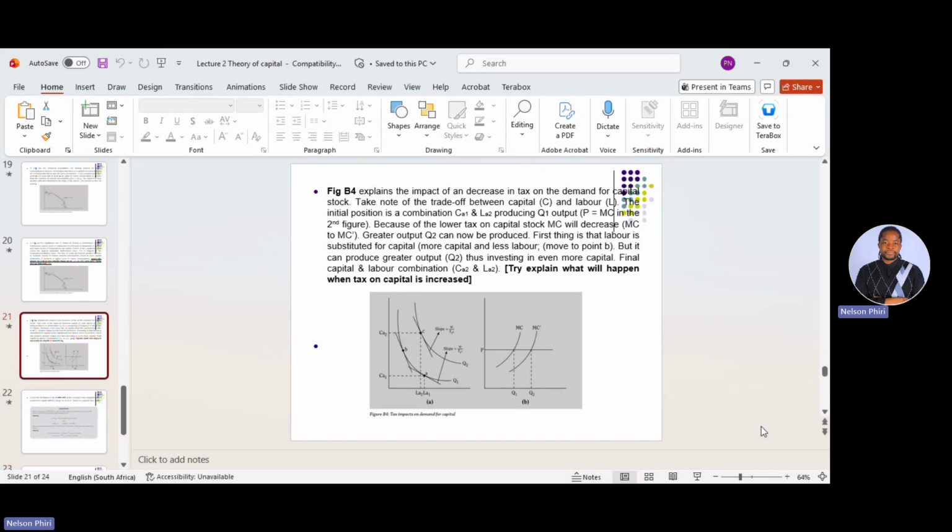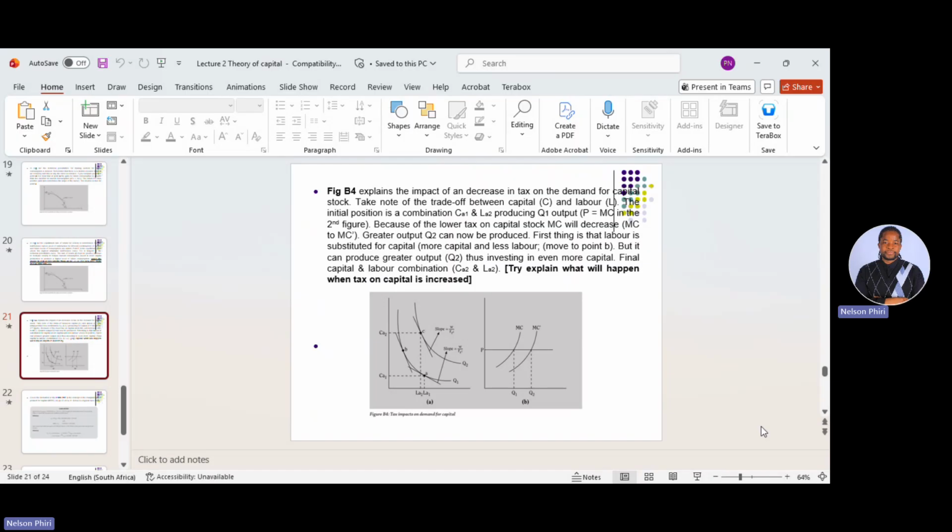Then we want to look at the impact of a decrease in tax, and how that affects your capital stock. So we want to look at the trade-off between capital and labor. Our initial starting point is CA1, LA2. So the output there is at point A. Then there's a decrease in tax.